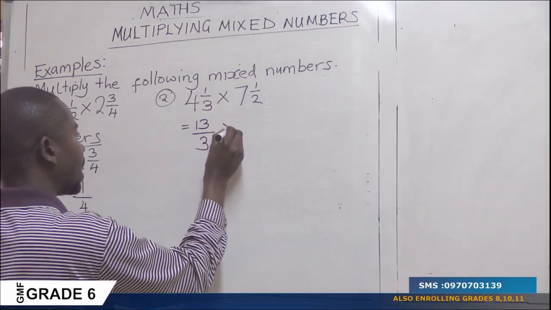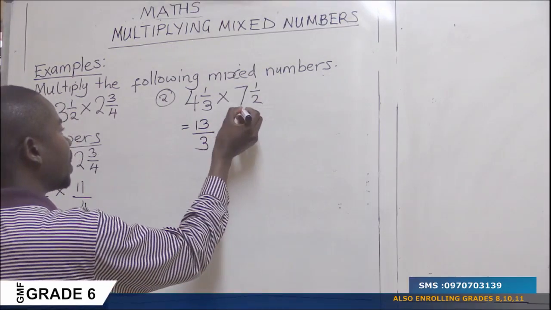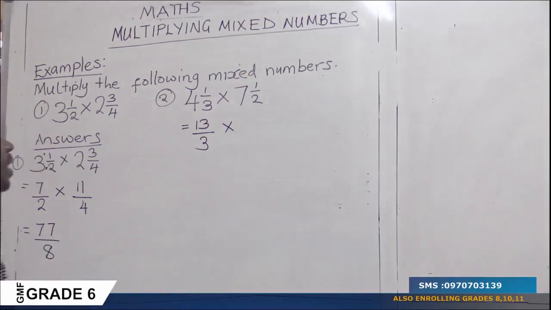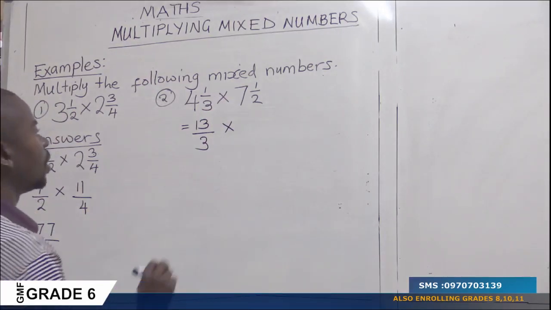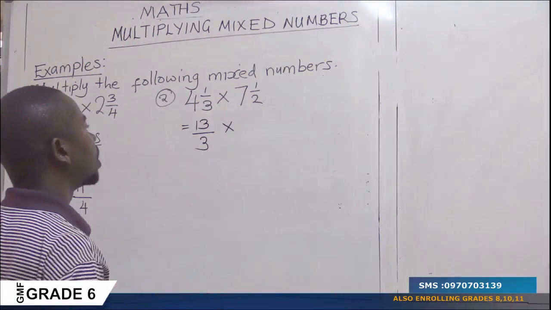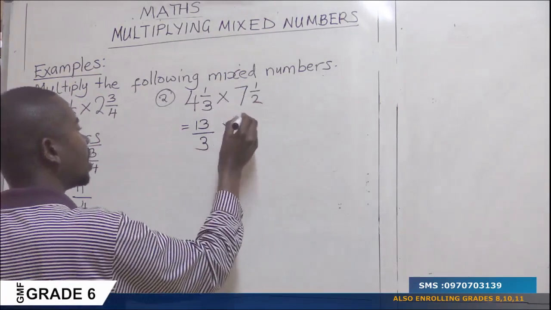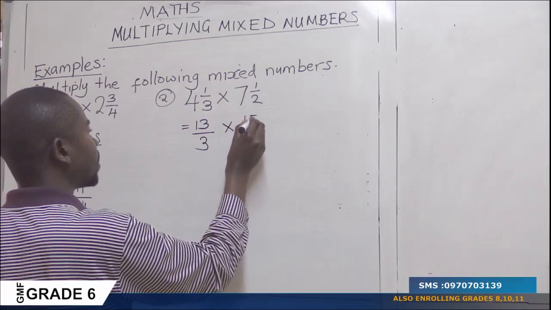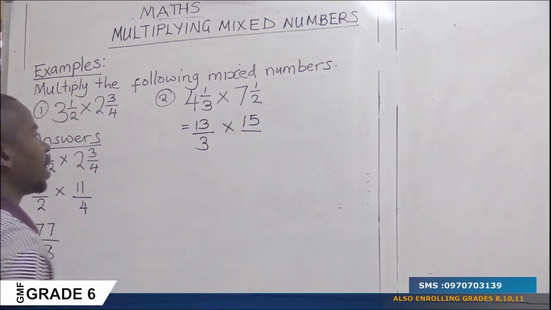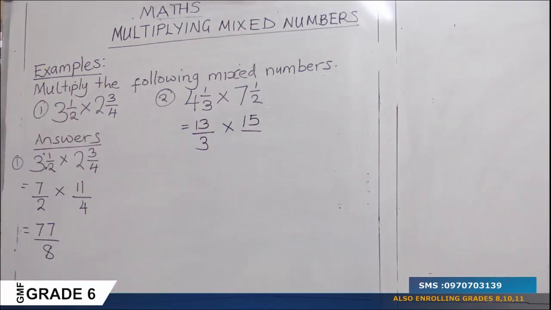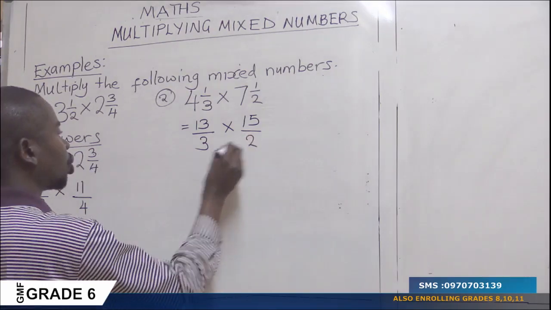And then you multiply times 7 times 2. What is 7 times 2? 7 times 2, boys and girls, it's 14. Plus 1, the answer is 15. So 7 times 2 is 14, plus 1, the answer is 15 over 2.